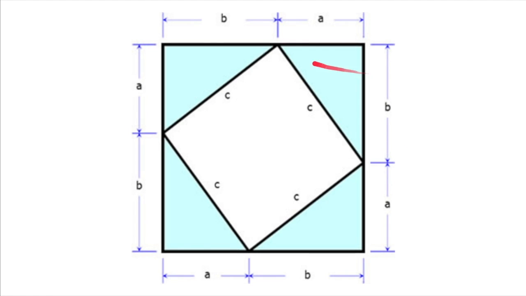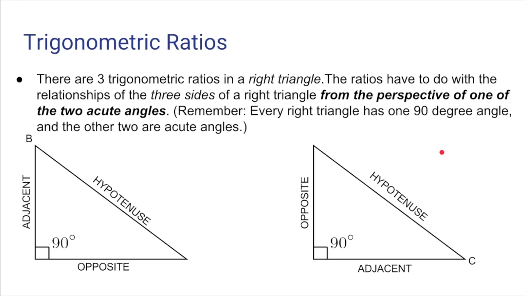Basically, what I want you to do is find the area of the large square. So it's going to be a plus b times a plus b, and then set that equal to the sum of all its pieces. So there are 4 congruent triangles here and 1 smaller square in the middle. Then set the two equations equal to each other and see if you can solve for the Pythagorean theorem. All right, today we're talking about trigonometric ratios.